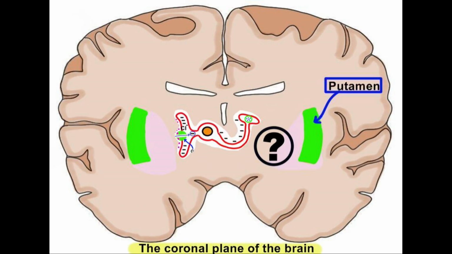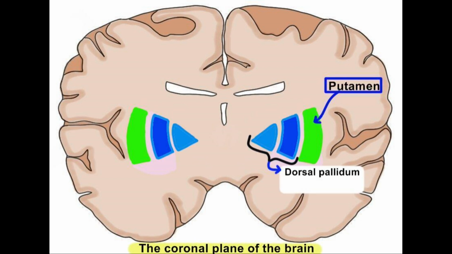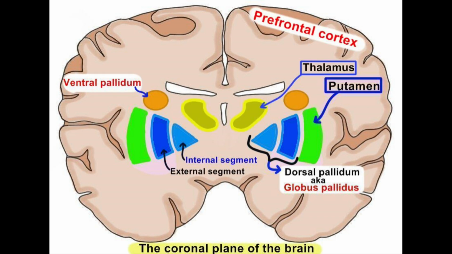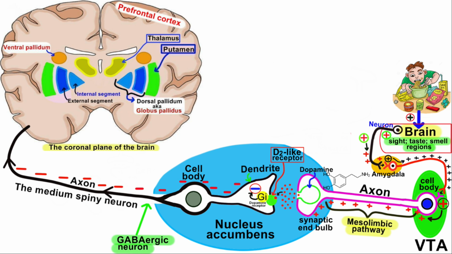Now, we have to see where in the brain this red neuron is actually situated. In order to do that, firstly, let's take a look at the coronal plane of the brain. Here you can see the putamen, the dorsal pallidum, which is commonly known as the globus pallidus and consists of the external and internal segments. Then we have the ventral pallidum, the thalamus, and the prefrontal cortex. We'll start with the medium spiny neurons. The medium spiny neurons of the nucleus accumbens will send axonal projections to the basal ganglia and the ventral analog of the globus pallidus, known as the ventral pallidum, which is a major center of reward in the brain. The ventral pallidum, in turn, projects to the medial dorsal nucleus of the dorsal thalamus, which sends neurons to the prefrontal cortex.